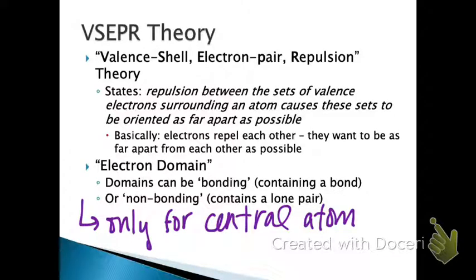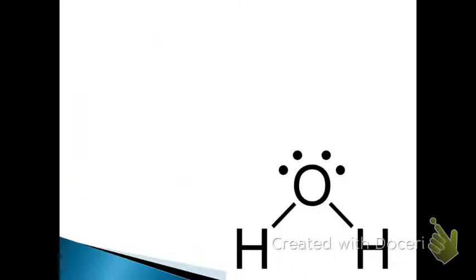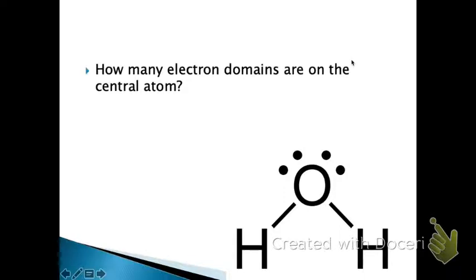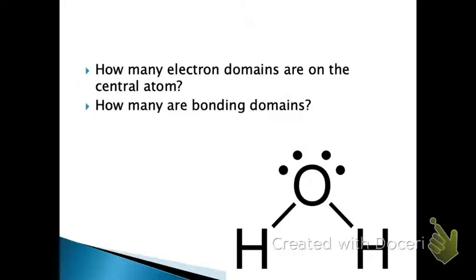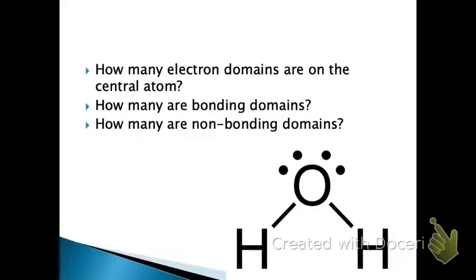So we'll look at an example here, and I want you to identify domains. The example I have for you is water. So how many total domains does that oxygen atom have? It has 4 total domains. So how many bonding domains? 2. And how many non-bonding domains? 2. Right? 4 total, 2 lone pairs.